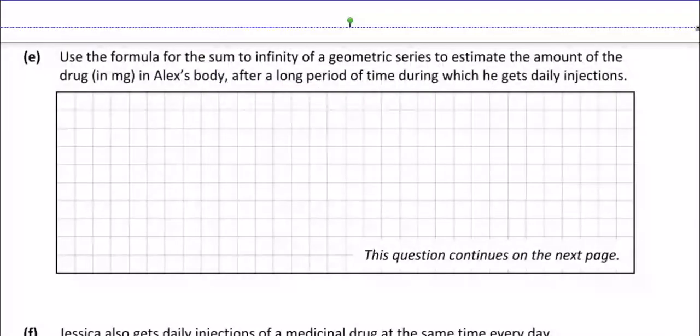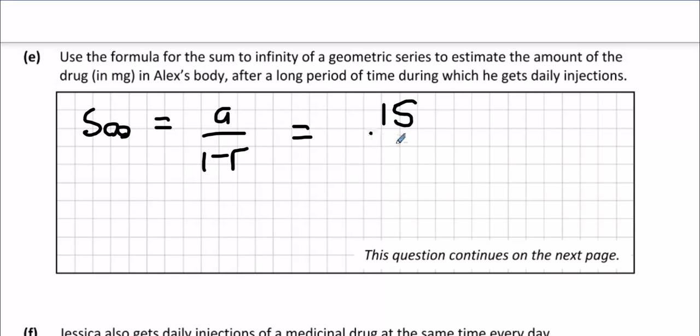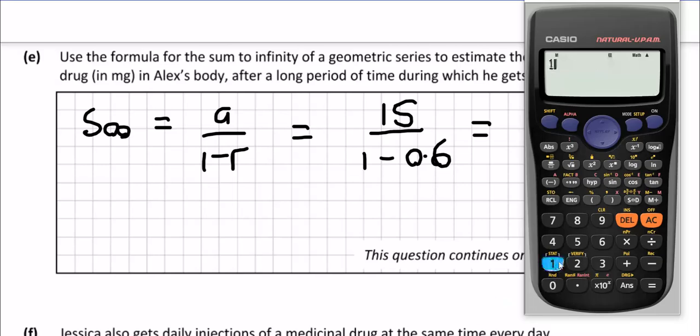Now, next thing. Part E now. Use the formula for S infinity. It means we're going to keep adding on forever, and there's a formula for S infinity. Do you remember the formula for S infinity? A over 1 minus r. And what's a again? 15. And our r value? 0.6, yeah. And this is the limit to how much we can keep in our system.